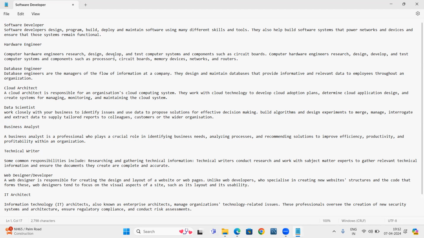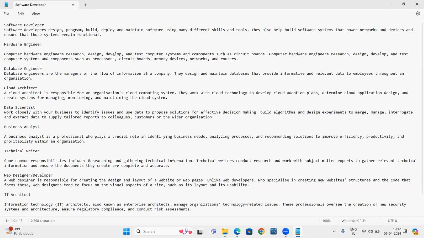After that, the role of a cloud architect. You can also become a cloud architect after passing MCA. They are mainly responsible for an organization's cloud computing system. They work with cloud technology to develop cloud adoption plans, determine cloud application design, and create systems for managing, monitoring and maintaining the cloud system. So a cloud architect basically gives cloud solutions, what the cloud architecture solution can be for a specific business problem.